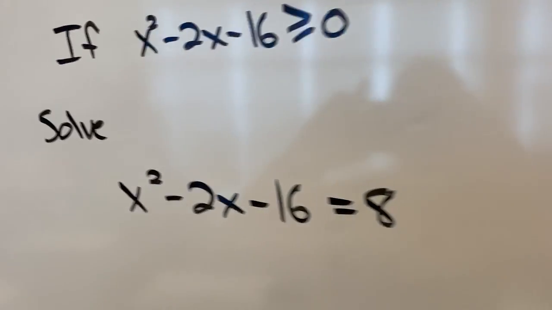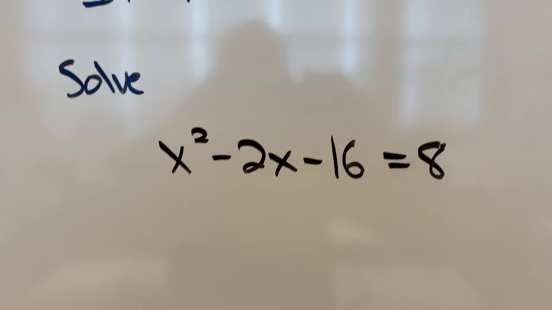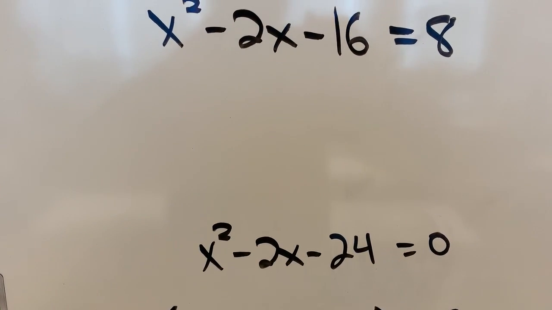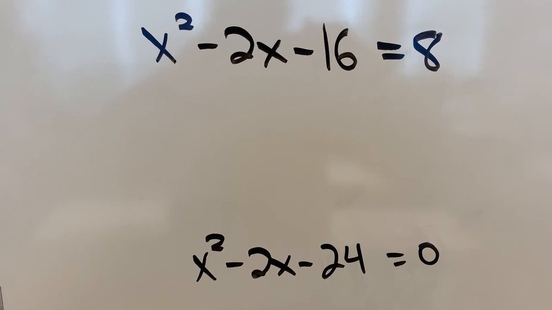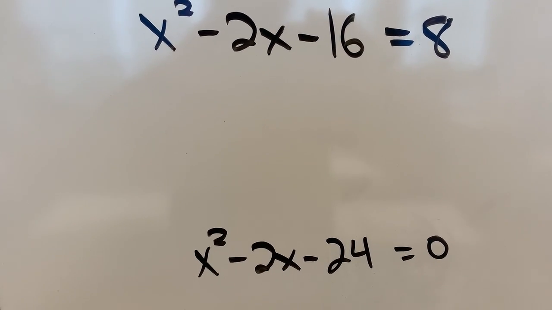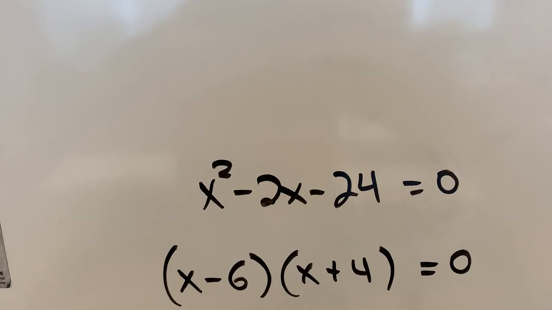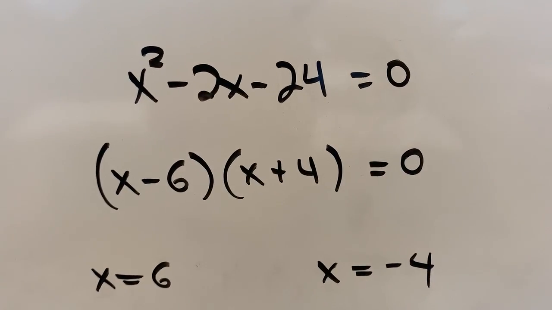So case 1 takes this. When we have a quadratic, we want to make it equal to 0. So that'll be my first step, make it equal to 0. Then we'd factor it if we can factor: think of two numbers that multiply to negative 24 and add to negative 2. If not, we use the quadratic formula. In this case, it factors quite nicely. And you end up with two answers: x equals 6, x equals negative 4.